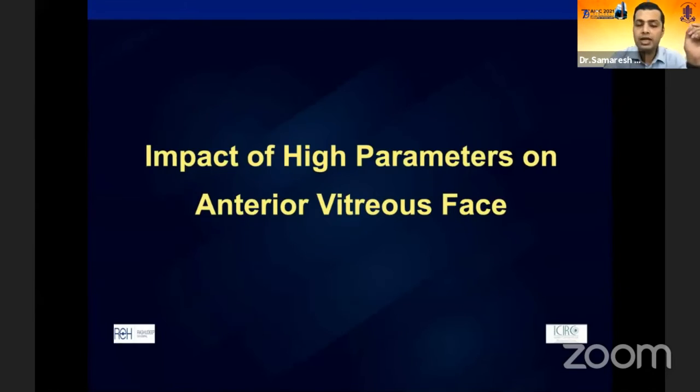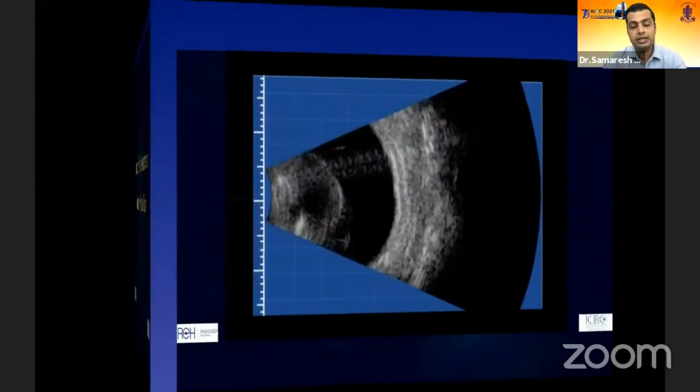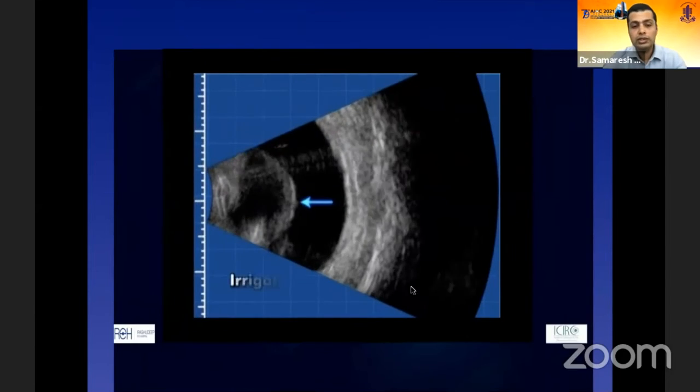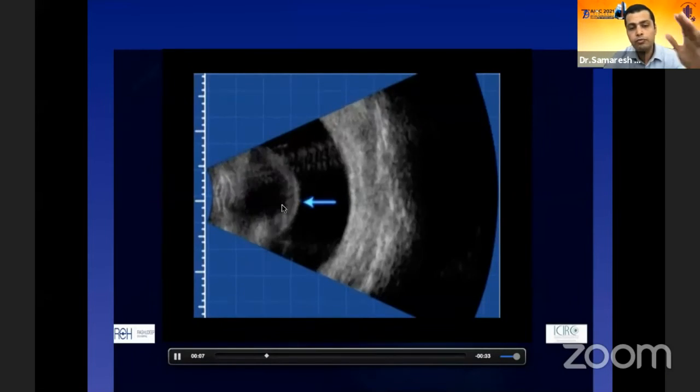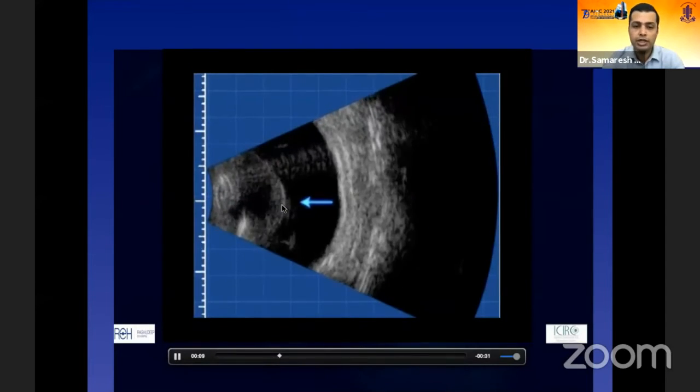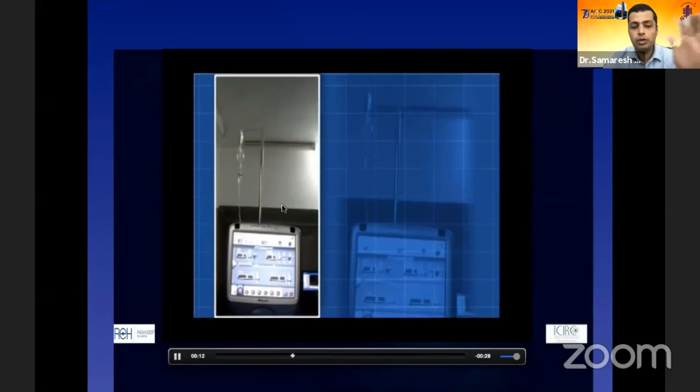But what is also important to understand is that it is not only the inflammation and all that, but high parameters influence the anterior vitreous phase and directly or indirectly influence the peripheral retina and can lead to breaks in the eyes as well. This is a clinical experiment where we filled up the Berger's space with triamcinolone, and I'm just going from foot pedal 0 to foot pedal 1, which is no irrigation to irrigation. So as I do it, the whole thing moves back.